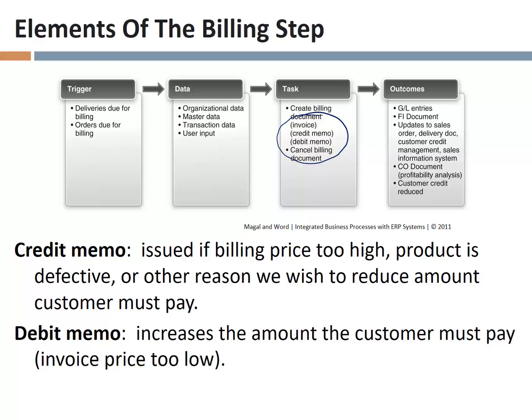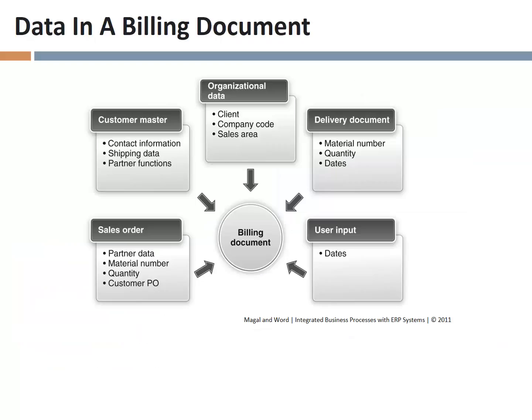But this gives us a way to account for those exceptional circumstances. Like I'm saying, in a typical organization, we may issue thousands of invoices a day and 10 of these a week. Other questions? Okay, so what goes in the billing document, the invoice?